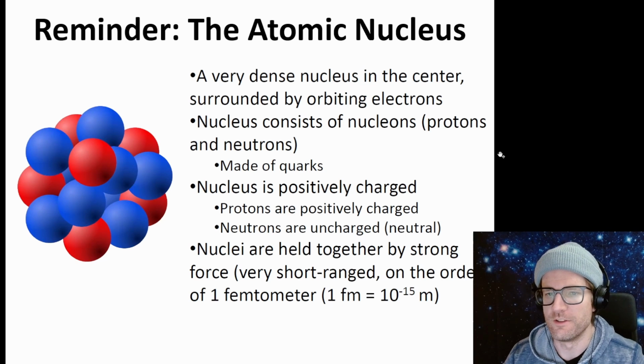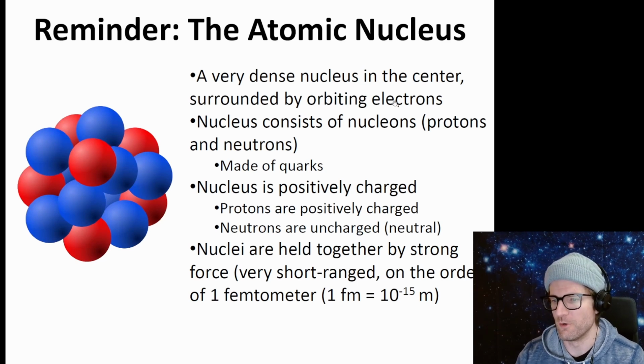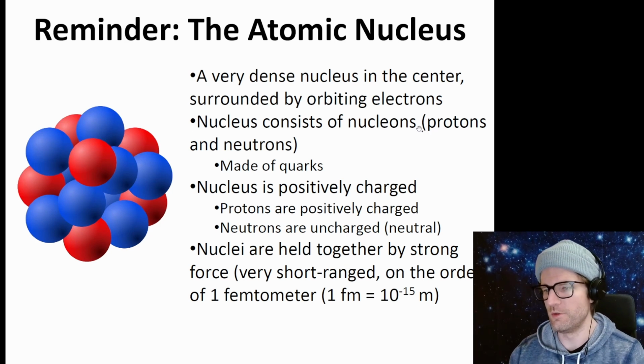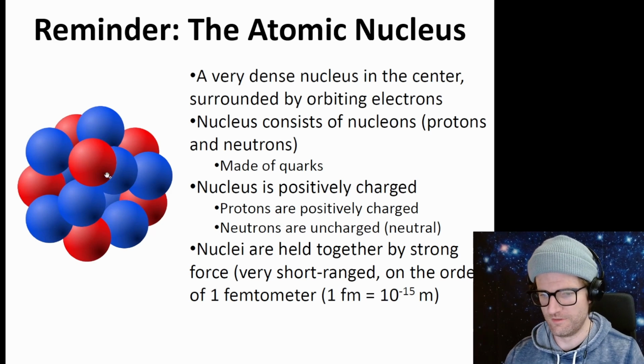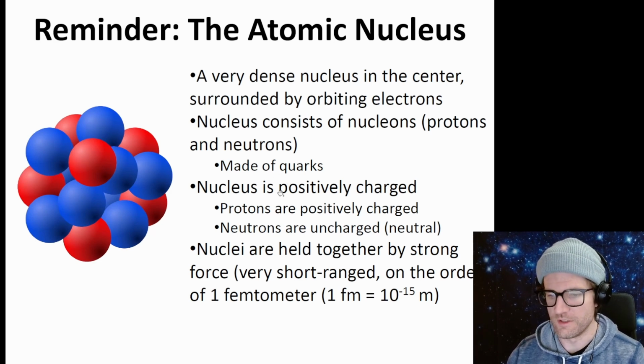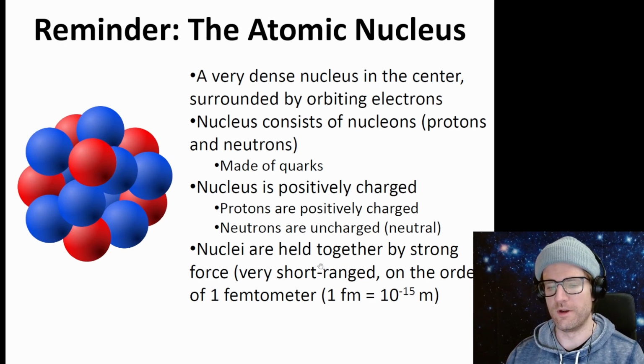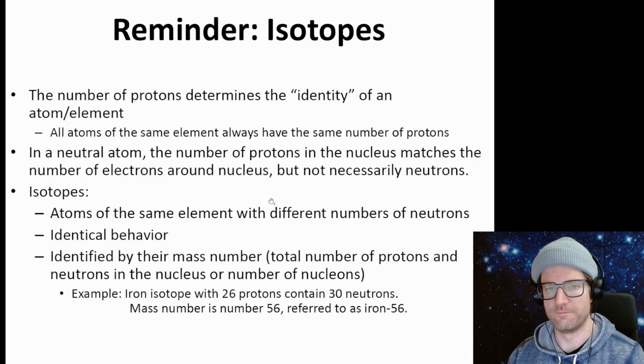So a reminder about the atomic nucleus. It's a very dense nucleus in the center surrounded by orbiting electrons. So this is a little picture here with, well, one of these is neutrons and one of these is protons. And the electrons would be super far away from this. The nucleus consists of nucleons, protons, and neutrons, just said that. And they're made of quarks, which we won't worry about here. The nucleus is positively charged. And the nuclei are held together by the strong force, which we'll talk about in a second.